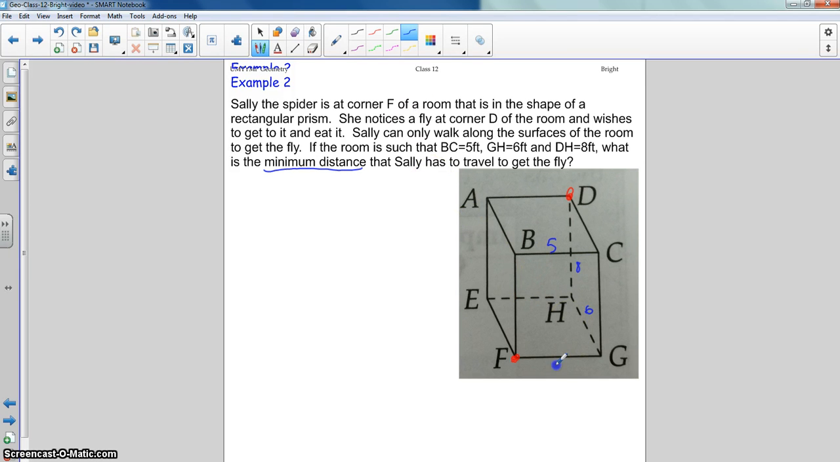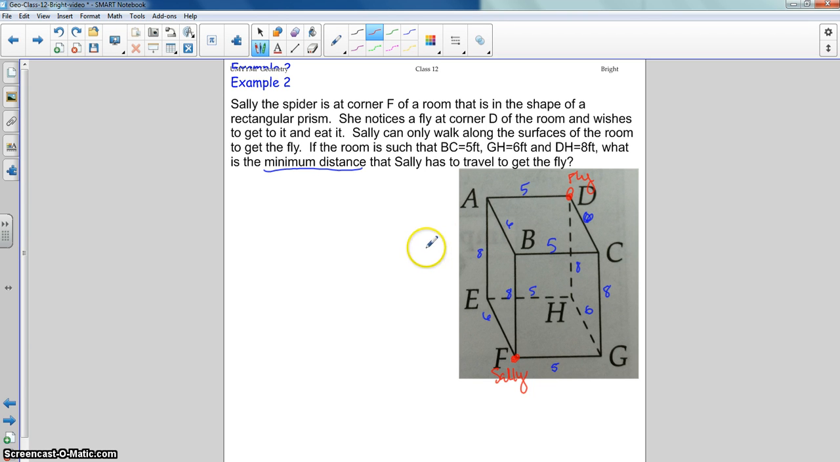Okay, so I'm going to first finish labeling this diagram. This is going to be 6, this is going to be 8, and 8, 8, and I think that is everything. So now what I want to do is determine the minimal distance path that Sally would have to take along the surfaces to get to the fly. Okay, so again, Sally is here. Oh, I'll maybe do that in red. So this is Sally, and this is the fly.